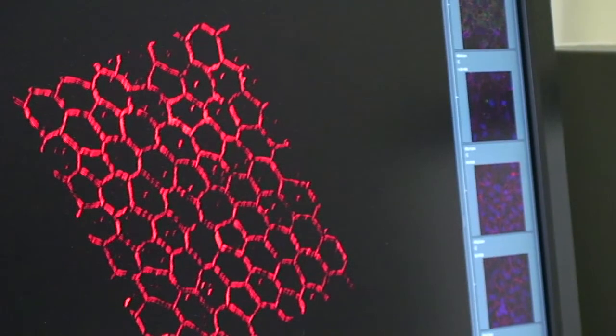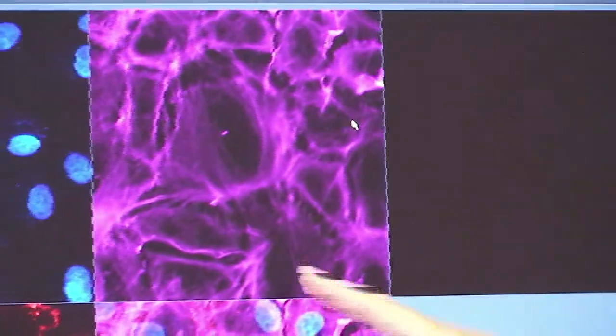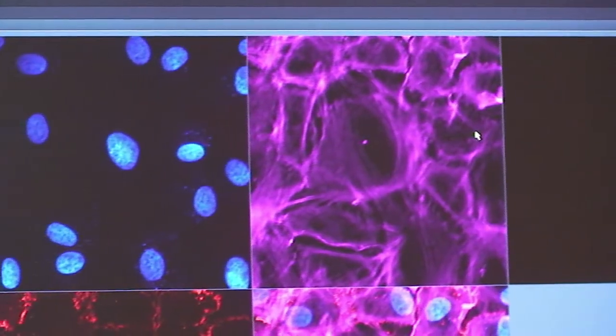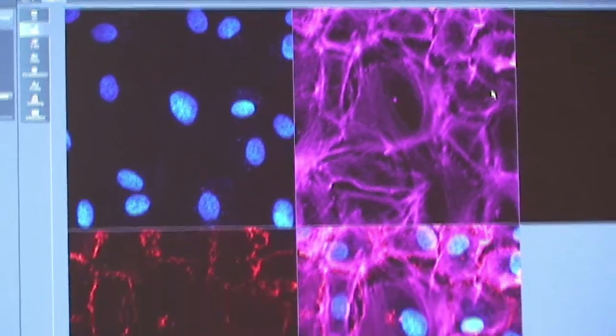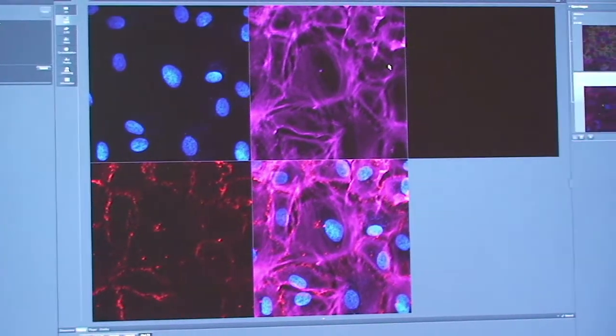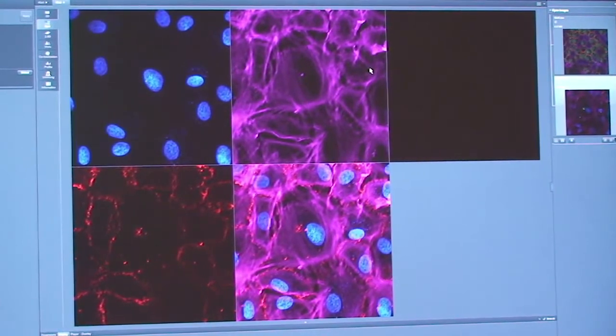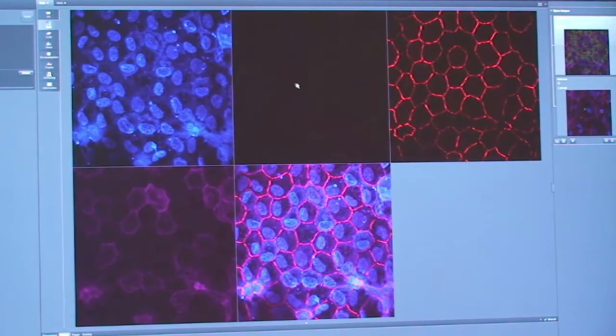If we switch over and look at how these cells look cultured on glass, you can see that they have a very irregular morphology with a lot of stress fibers, barely any of the tight junction protein, and far fewer cells. So what we can do is optimize the stiffness and protein coating of surfaces to bioengineer a corneal endothelium that looks much more like this natural corneal endothelium.